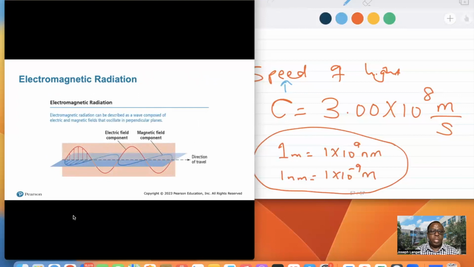The oscillating electric and magnetic field, no one will ask you this, but it is just oscillating up and down. This is the up and down electric field, and then the horizontal one is the magnetic field, and this is the direction where the electromagnetic radiation is traveling.